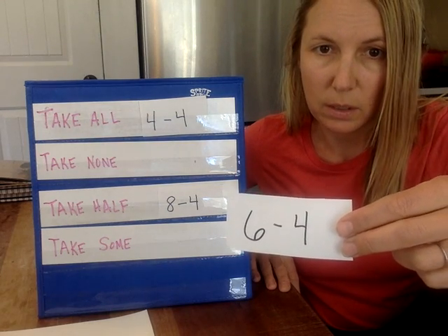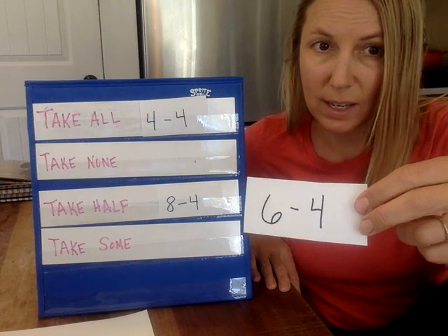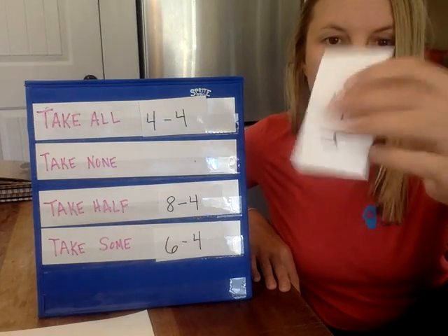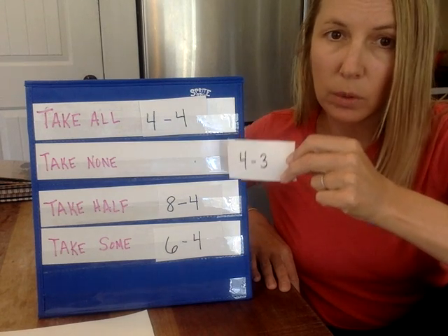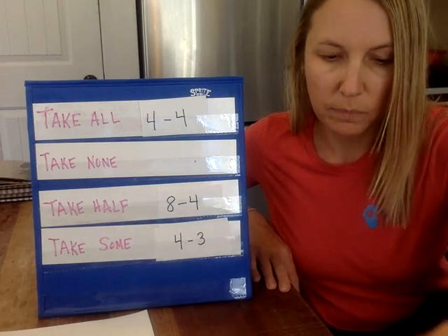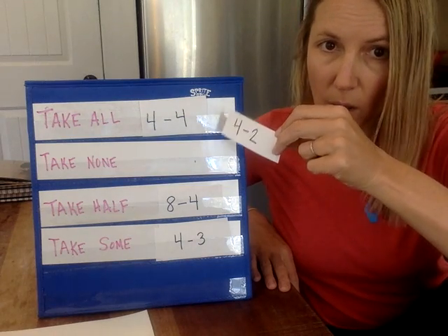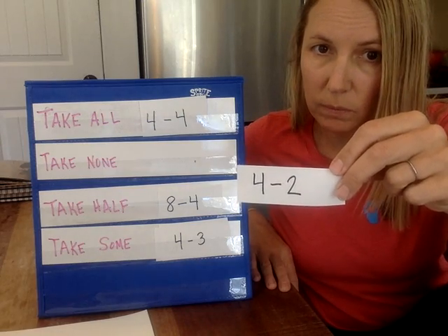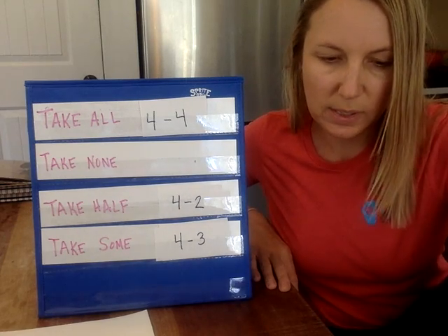6 minus 4. It's not half. We're not taking all. We're not taking none. We're not taking half. We're taking some. 4 minus 3. We're not taking all. We're not taking none. We're not taking half. We are taking some. 4 minus 2. We're not taking all. We're not taking none. We are taking half. So if we split 4 in half, it would be 2 2s.